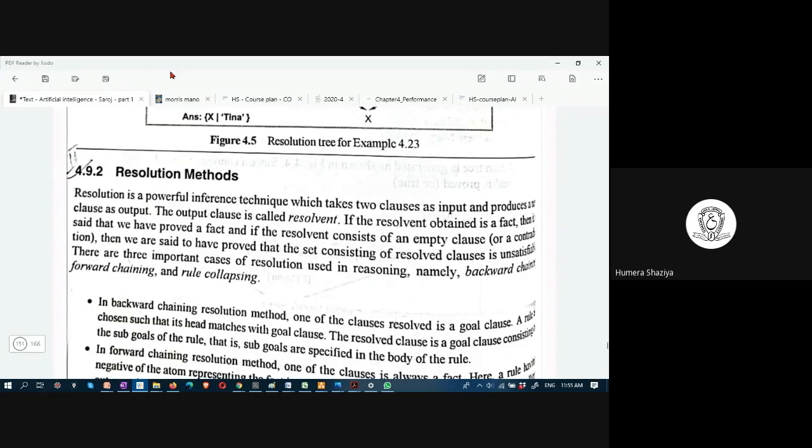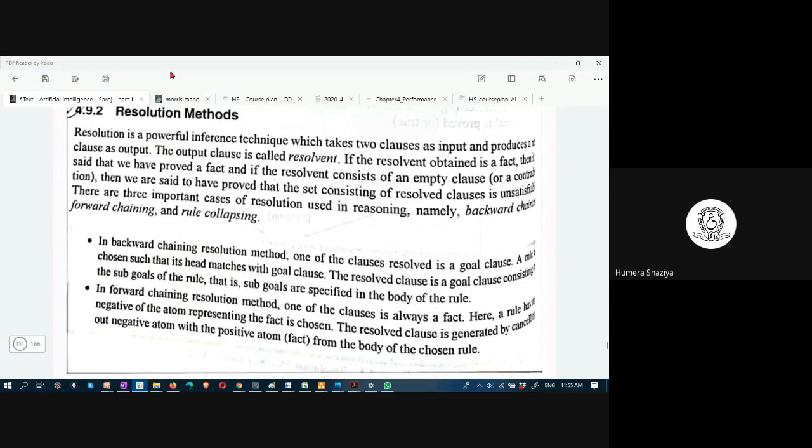Next one, resolution method. Resolution is a powerful inference technique which takes two clauses as inputs and produces a clause as the output. And the output clause is called a resolvent. If the resolvent obtained is a fact, then it is said that we have proved a fact. If the resolvent consists of empty clause, this one, just X we obtained, that is an empty clause. And that empty clause is obtained when there is a contradiction.